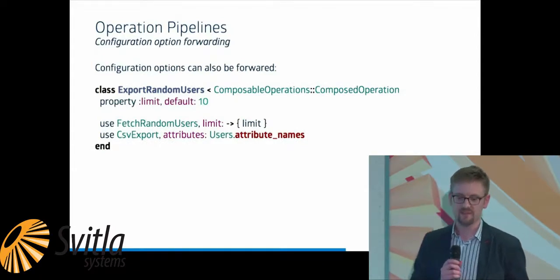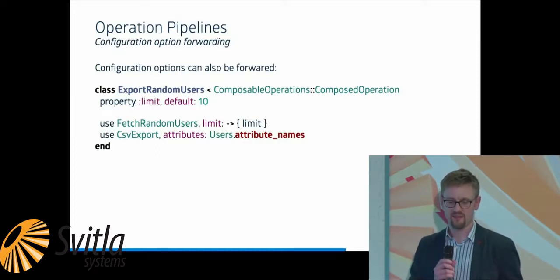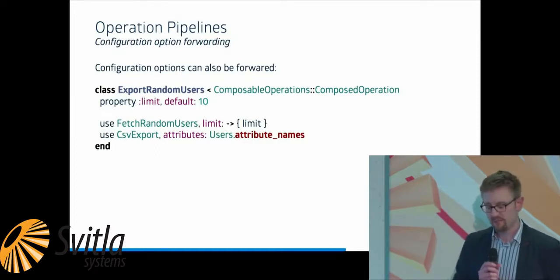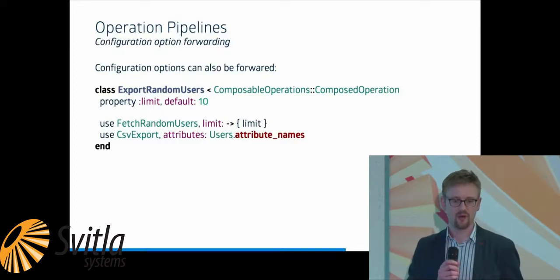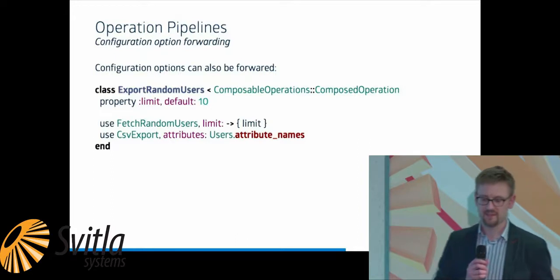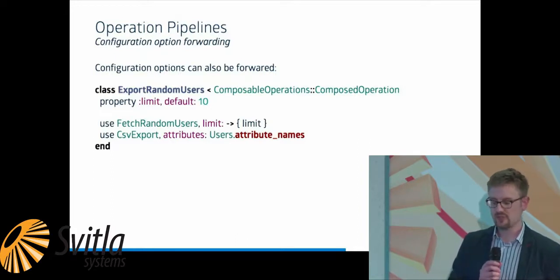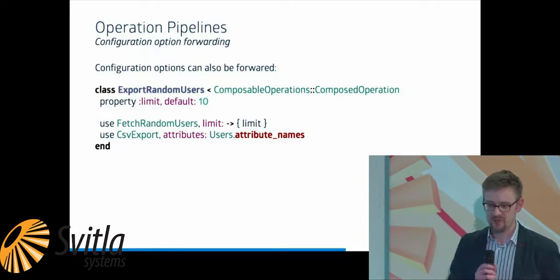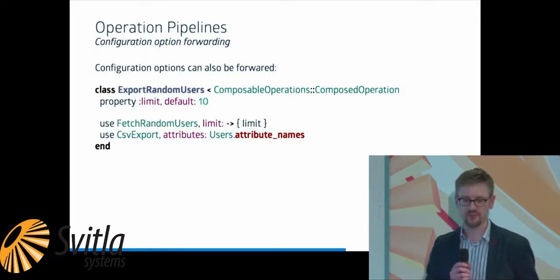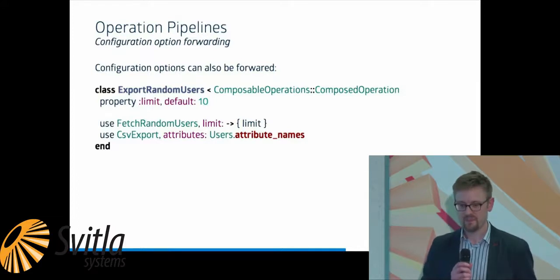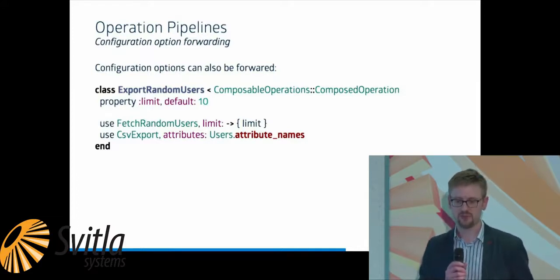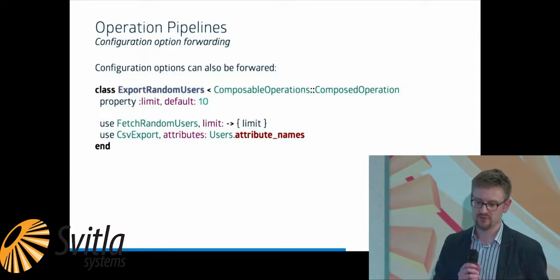There's one important thing. We have seen that we can configure operations using properties, and the thing is, we also need to be able to configure our operation pipeline. So the way it is built right now, when the pipeline gets instantiated, it allows you to provide options to individual components during runtime. This is done by specifying a lambda statement to the keyword arguments of the use method.